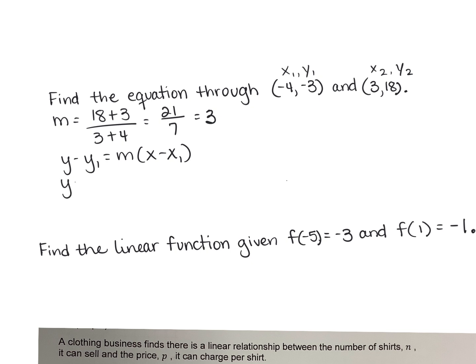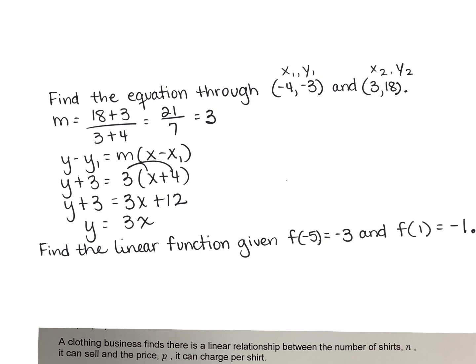So I have y minus a negative 3, my slope is 3, and then I have x minus a negative 4. And to solve for y, I will distribute this 3 to both of those. So I have that equal to 3x plus 12. And then I subtract my 3. So I have y is equal to 3x plus 9.